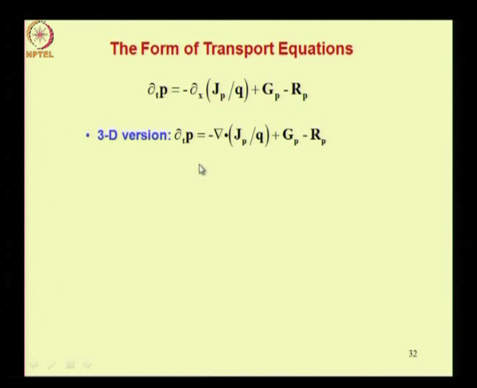So before we look at that, let us just put down the 3D version of this continuity equation. So dou P by dou t is equal to minus divergence of Jp by q plus Gp minus Rp. So this is the 3D version. So this dou by dou x is replaced by divergence.